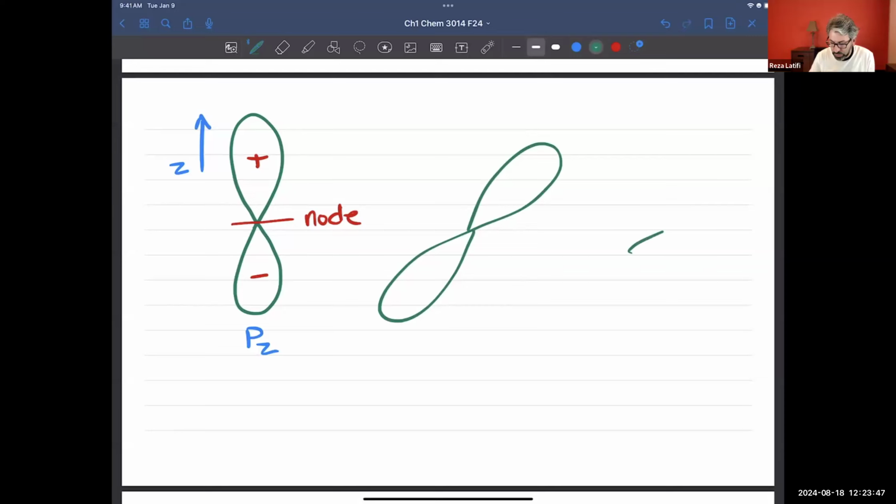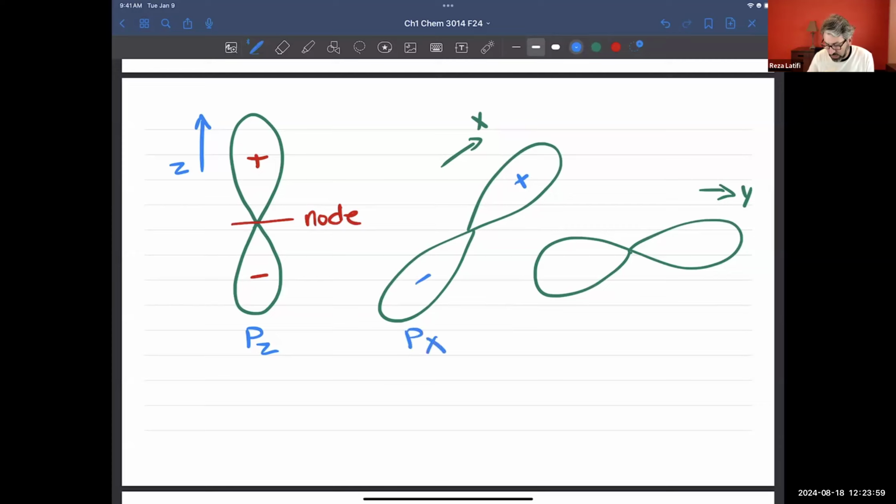or aligned with, say, Y, if this one is X and that one is Y, so I'm going to say this is PX, and this one will be PY. It doesn't matter really where you put X and Y or P, but overall we have 3 p orbitals.